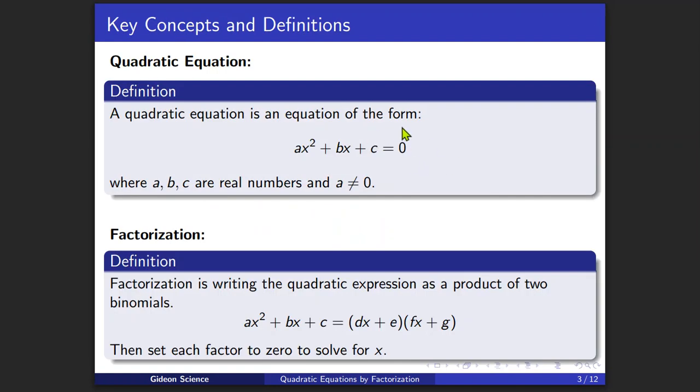So, if we are asked what is a quadratic equation, what will you say? By definition, a quadratic equation is an equation of the form ax squared plus bx plus c equals 0, where a, b, c are real numbers and a is not equal to 0.